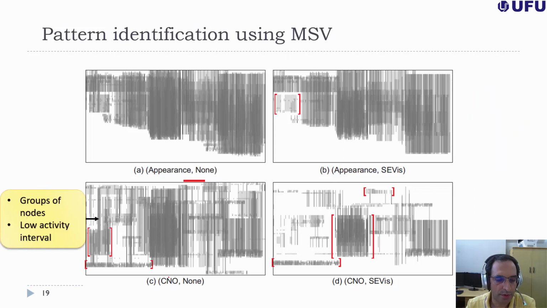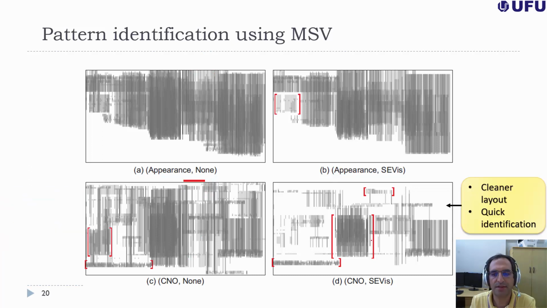In the third example, we use CNO for node order. This means that now we can see groups of nodes in the visualization. For example, this one and this one. Also, we can see a low activity interval in this region of the visualization. This same interval in the original visualization is polluted, so we cannot identify from this first visualization that this region has low activity. In the last example, we use CNO for node order and SEVs for edge sampling.